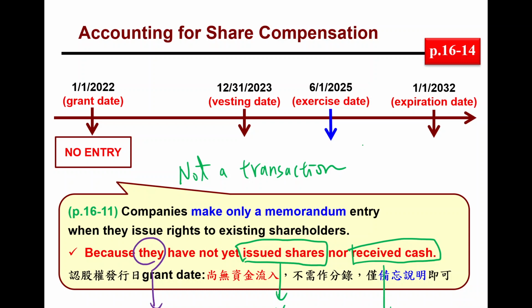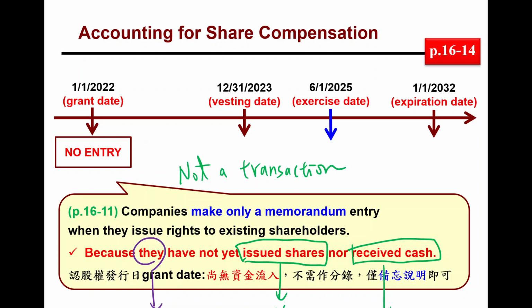But you could make a memo to record these things in the footnote, but not on the full financial statements. Only transactions will be reported on the full financial statements. Others, you could put in a memo footnote. So on the first date, the grant date, we don't need to record anything.